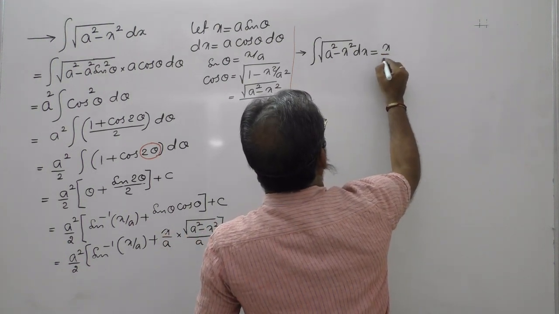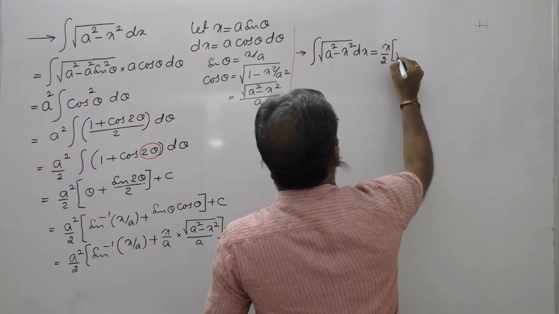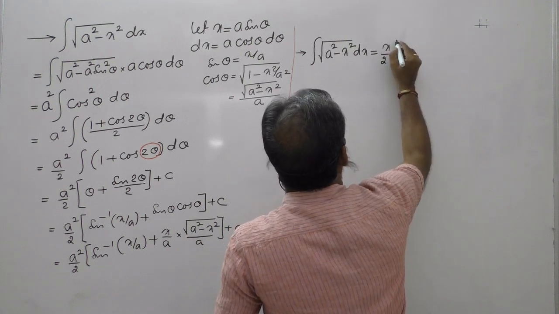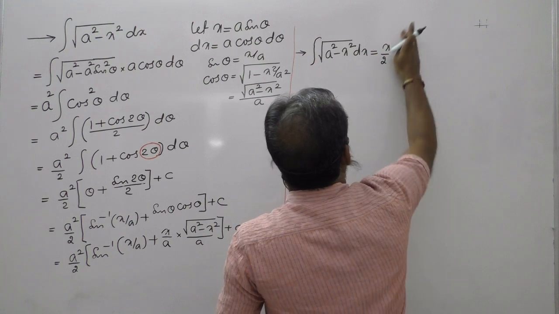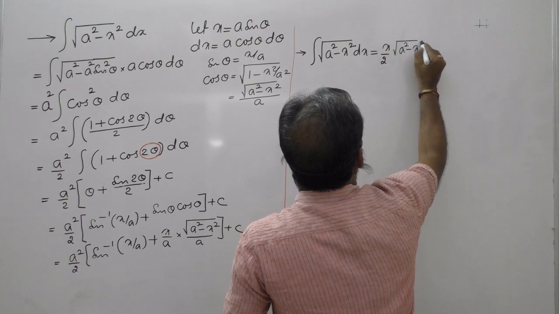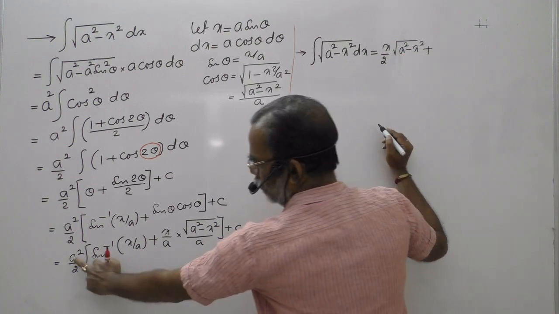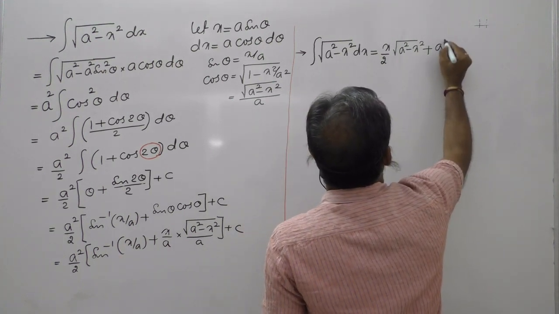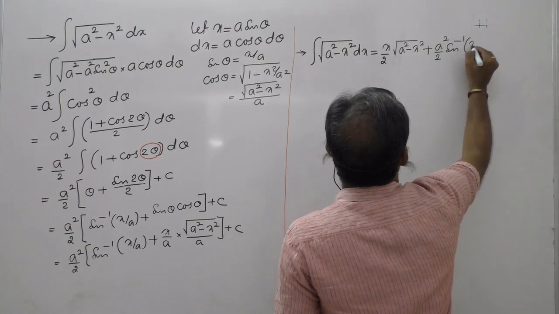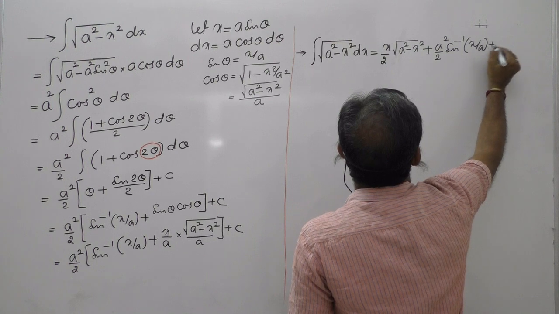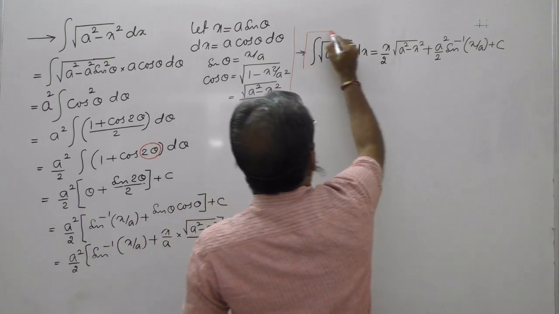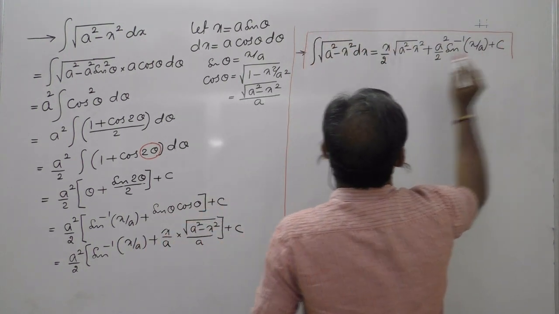So the formula is x by 2 into root over a square minus x square. Then you take this a square by 2 into sin inverse of x by a plus c. Yes, this is one more formula. Very, very important.